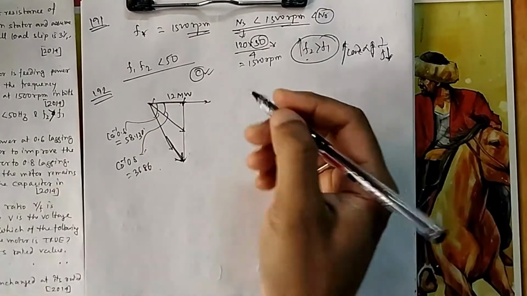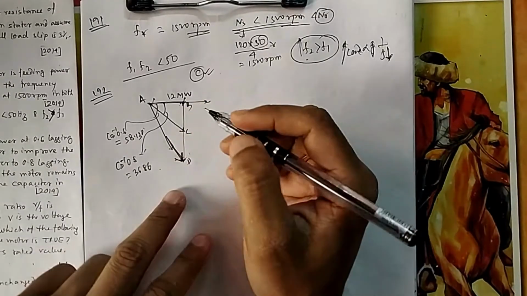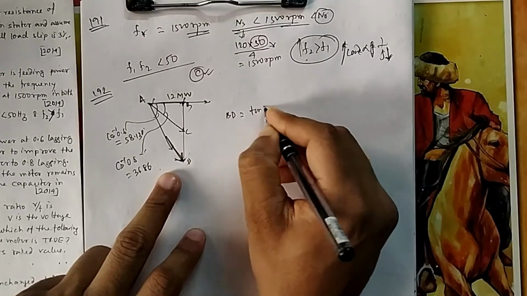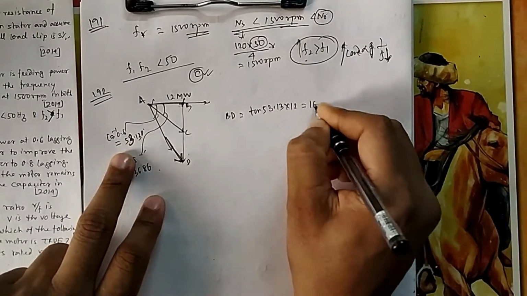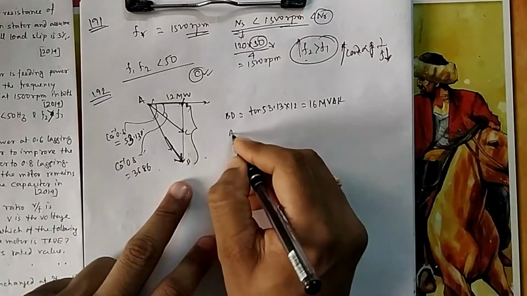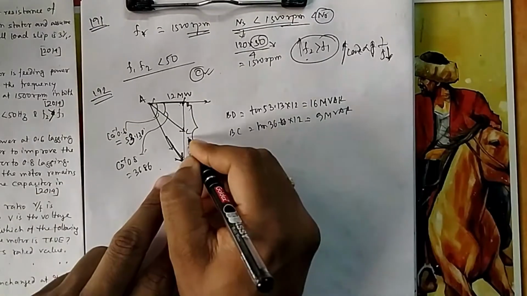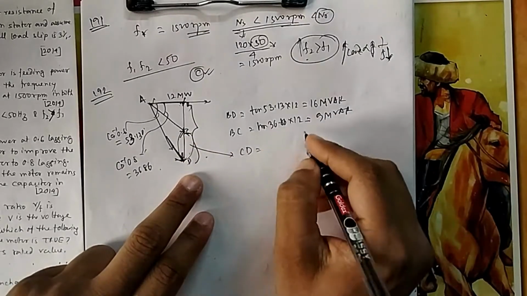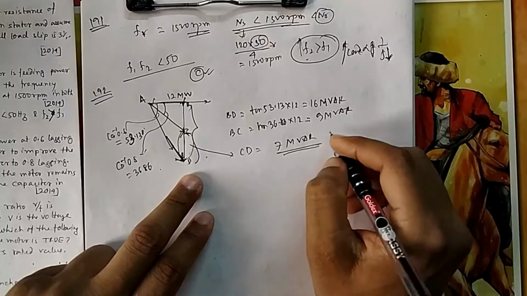Now you can apply simple trigonometry, height and distance, if you have studied in class 9-10, that you can apply easily. So what will be this length BD? It will be tan 53.1 into this 12, so it will be 16 megavar, this entire thing. Now if you calculate BC, it will be again tan 36.86 into 12, 9 megavar. So this one is the support that is given by the capacitor. So this CD is the capacitor rating, that is 16 minus 9, that is 7 megavar. So that is your answer option.